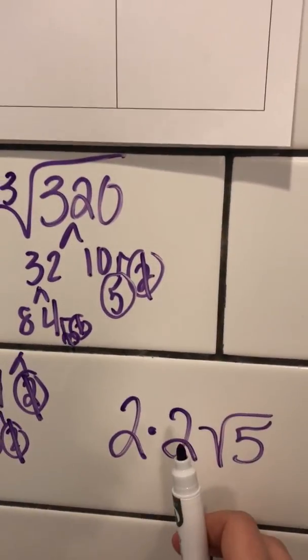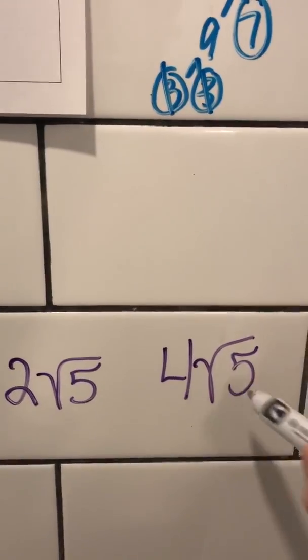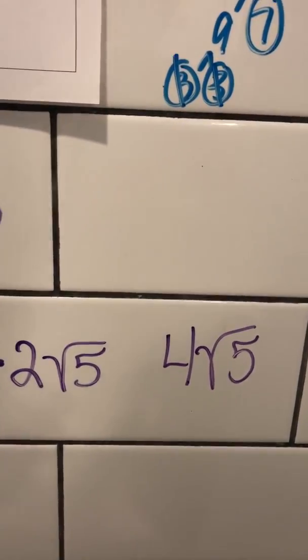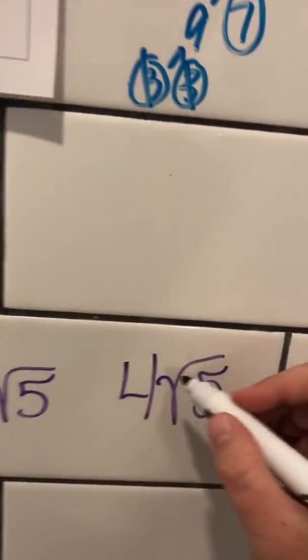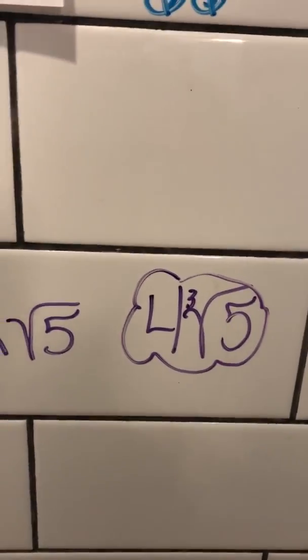So I have 2 times 2. I'm going to make that a 4. And I have a root 5 on the inside. And this is not done yet. We are not done yet because I need to include my index number. My index number is a 3. And then I would be done.